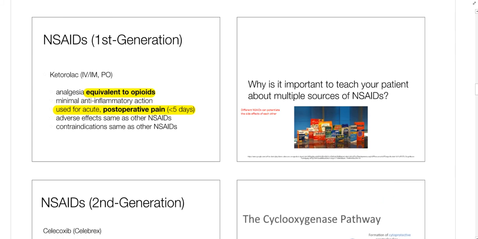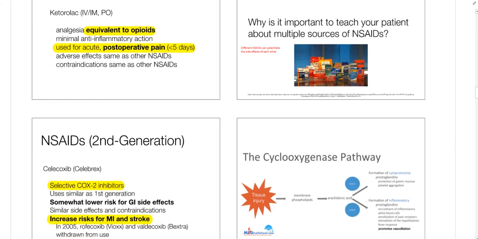So we want to teach our patients about multiple sources of NSAIDs because different NSAIDs can potentially cause the same side effects, and putting them together, thinking they may be different medications, is just going to give you a really bad day or month or whatever.